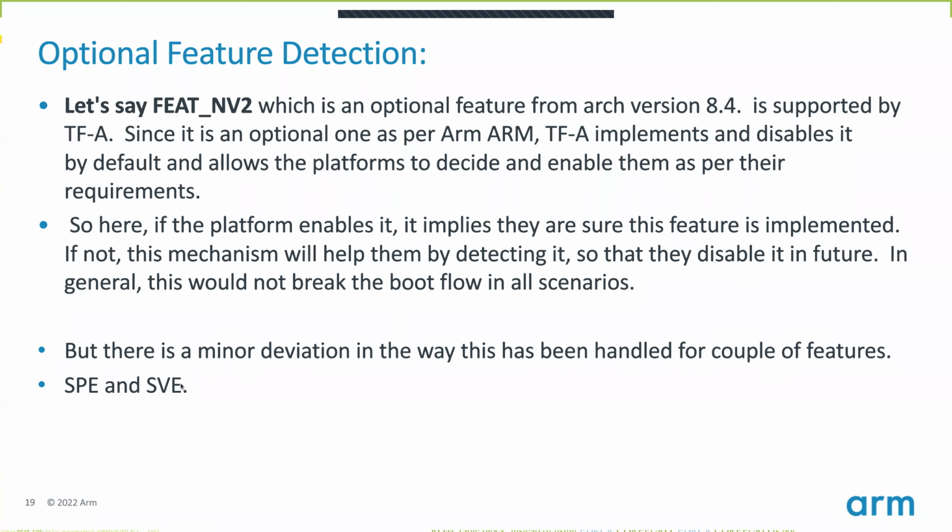That is with SPE, statistical profiling extension, as well as scalable vector extensions. These two features are optional features, but somehow in our existing TFA code base, these are implemented as well as enabled by default within the TFA main makefile itself. So this is one deviation from the general implementation that we used to follow. Usually we don't enable the optional features, but we have done that.